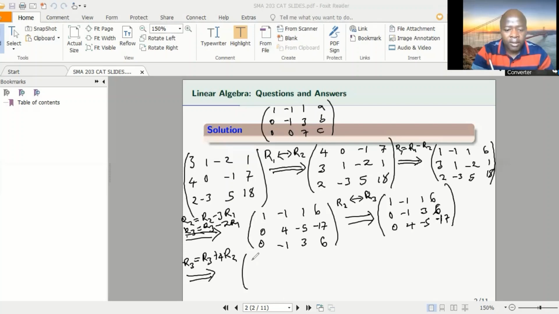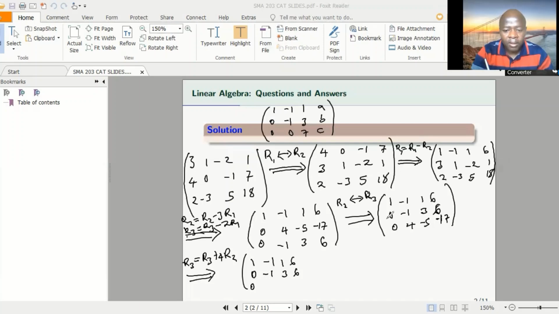So when that happens, the first row remains the way it is. The second row remains the way it is. Now the third row, this times 4 plus 0 would give us the. Now the second row has a 0 here. Has a 0 there. Now, so 1 times 4 plus 0 will be 0.